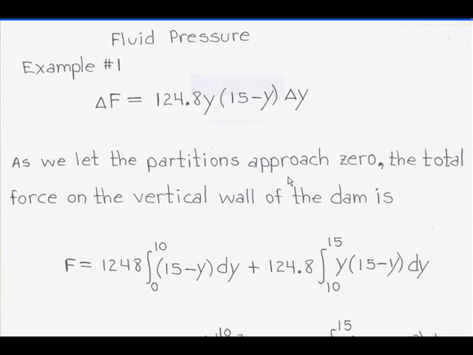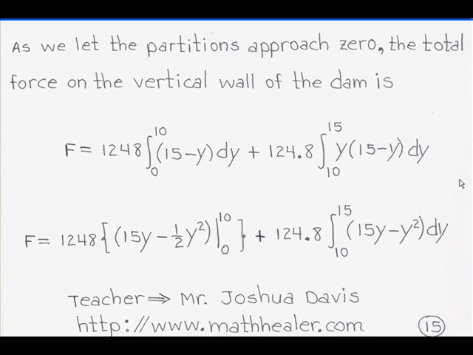As we let the partitions approach zero, the total force on the vertical wall of the dam now becomes an integral. F is equal to 1,248 times the integral from 0 to 10 of 15 minus y dy, plus 124.8 times the integral from 10 to 15 of y times 15 minus y dy.